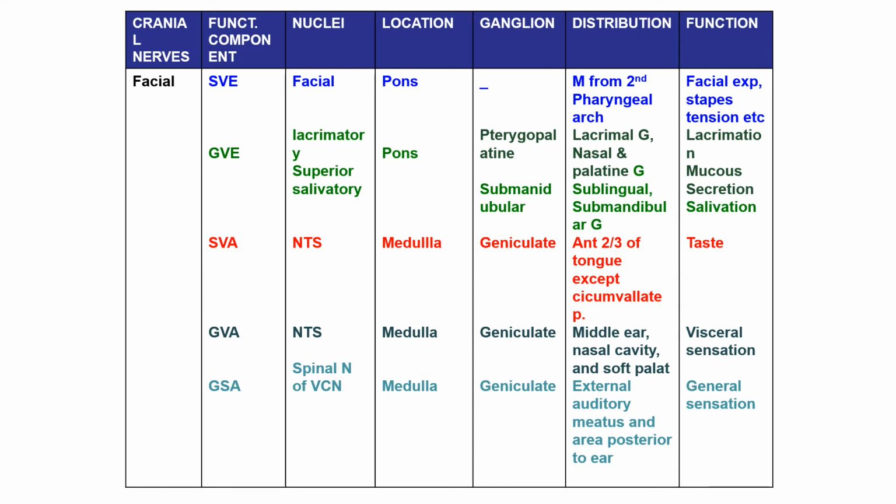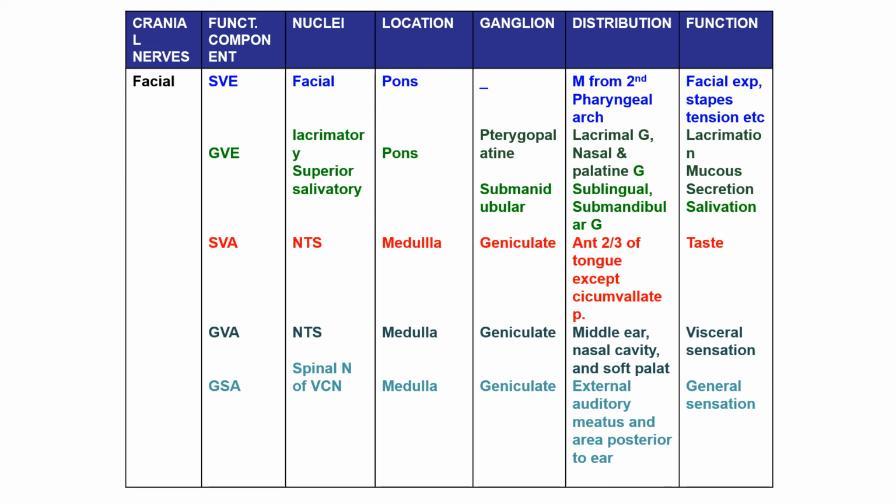The second functional component of this cranial nerve is the general visceral efferent column. The nuclei concerned with the general visceral efferent column are two. First is the lacrimatory nucleus and the second is the superior salivatory nucleus. Both the nuclei are located in the pons. The ganglion concerned with the lacrimatory nucleus is the pterygopalatine ganglion. The fibers are distributed to the lacrimal, nasal and the palatine glands and help in lacrimation and mucus secretion. Whereas the ganglion concerned with the superior salivatory nucleus is the submandibular ganglion, which is distributed to the sublingual and the submandibular gland and helps in salivation.